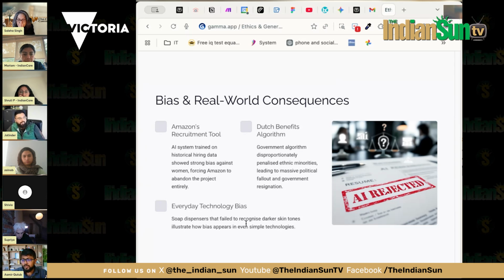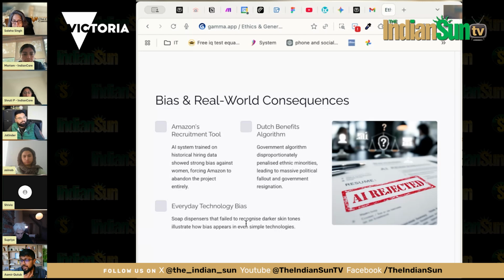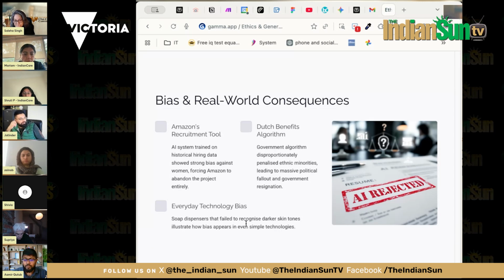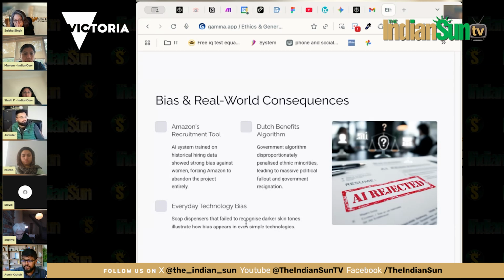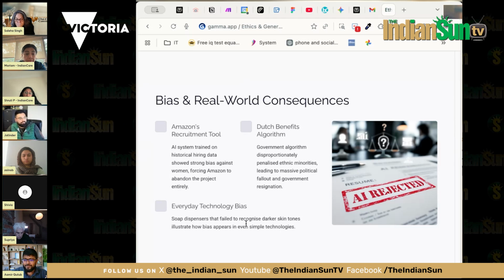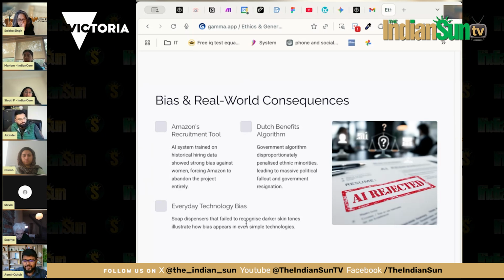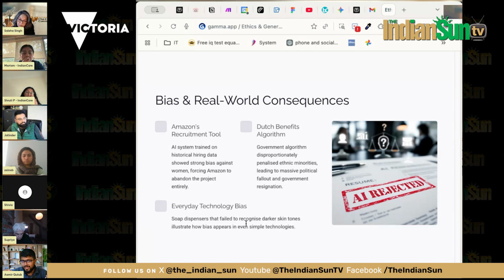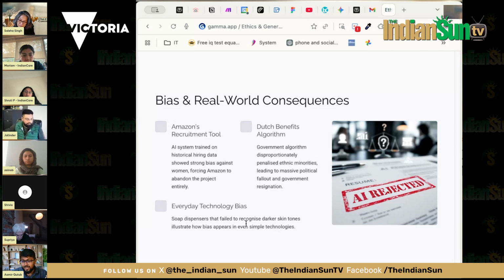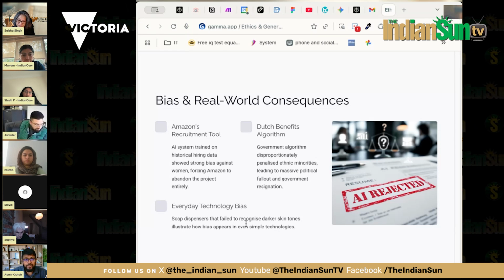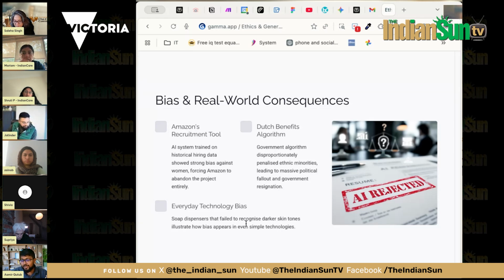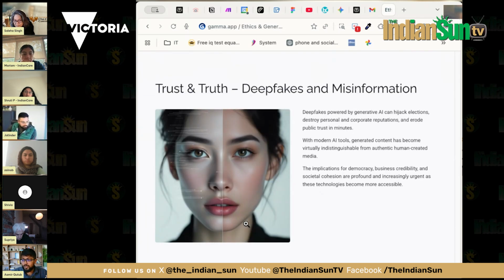The next one was a government algorithm developed by the Dutch government that actually penalized ethnic minorities, leading to massive political fallout and government resignation. You can have a look at that case study itself. This one is an interesting one. One company developed a soap dispenser with a sensor which would recognize the person, and it failed to recognize darker skin tones because it was trained on recognizing fairer skin tones. A very simple example, but a very important one.